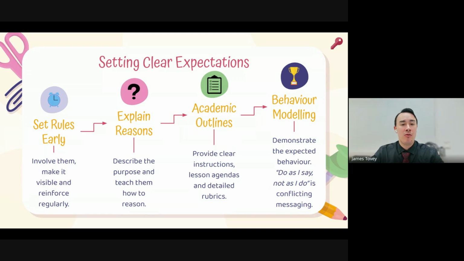Academic outlines. So these must be clear. Clear instructions, as we said, have it in different modes. The agenda for the lesson, they need to know what's coming up, and the rubric. They need to know how they're being graded and what you're assessing them on, or how you're assessing them. Okay? They can't meet the requirements if they don't know what's required of them.